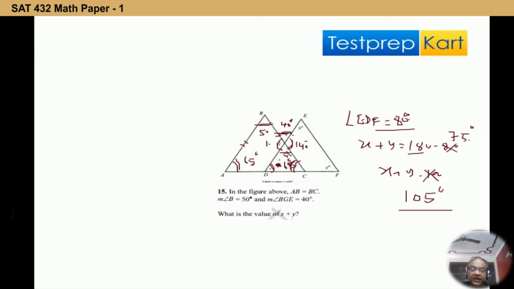Now the angle which is given here is 40 degree. This is 65 degree. So this has to be 40 degree. So 65 plus 40 is 105. Remaining is 75 degree. Now when this is 75 degree, sum of x plus y is 180 minus 75, which is 105 degree, not 100. So 105 degree is the correct answer.